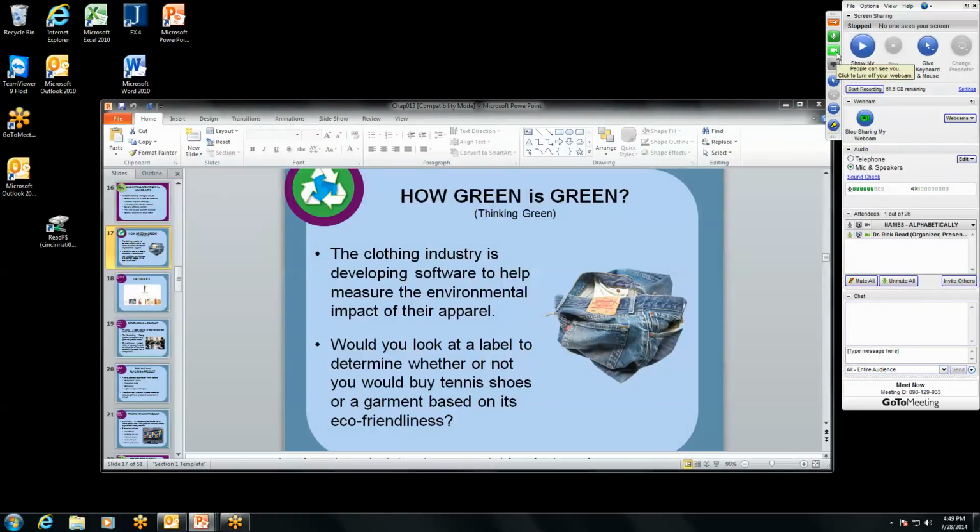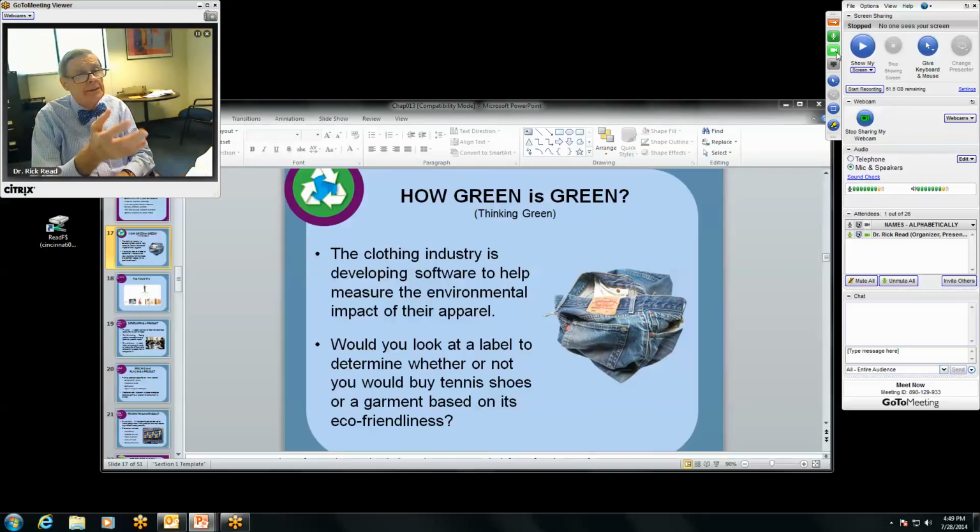This is just a thing about being green. That's throughout this textbook, and it asks some pretty common questions.